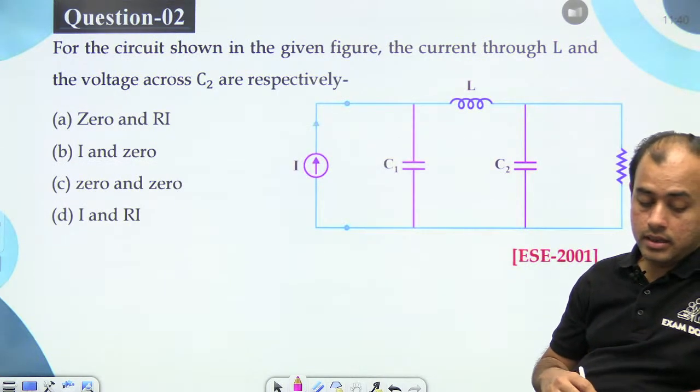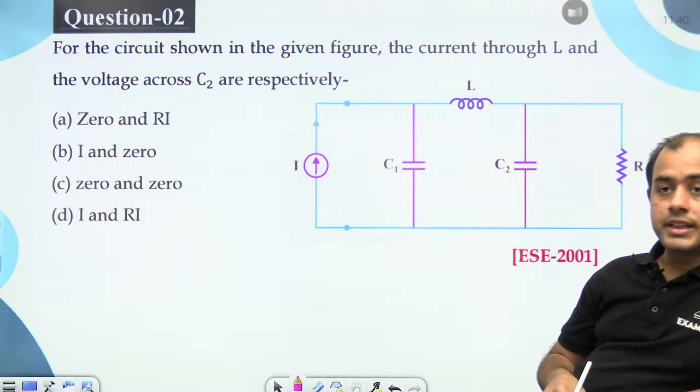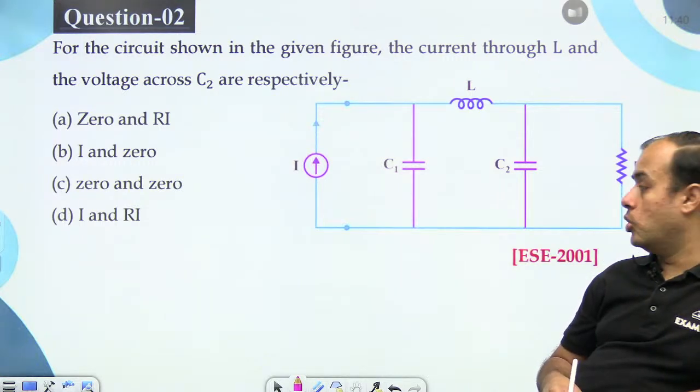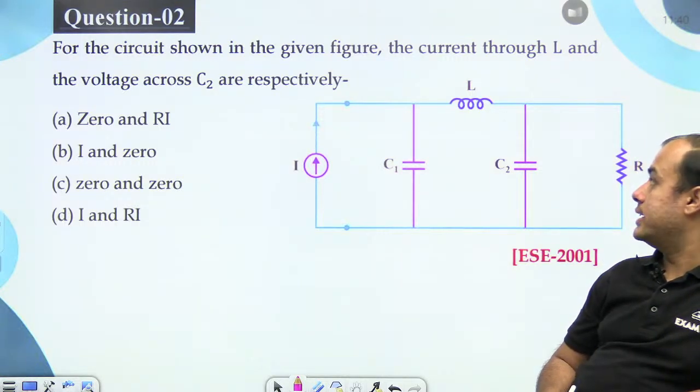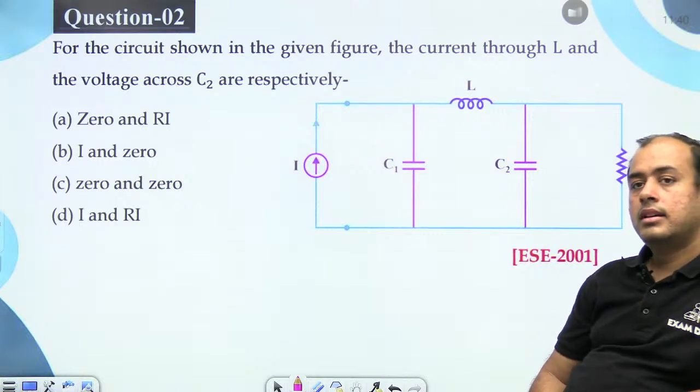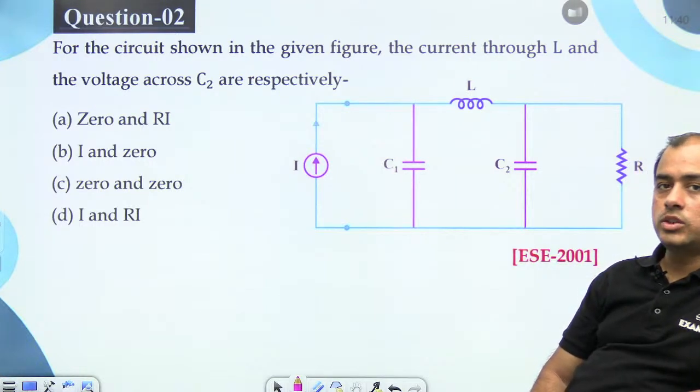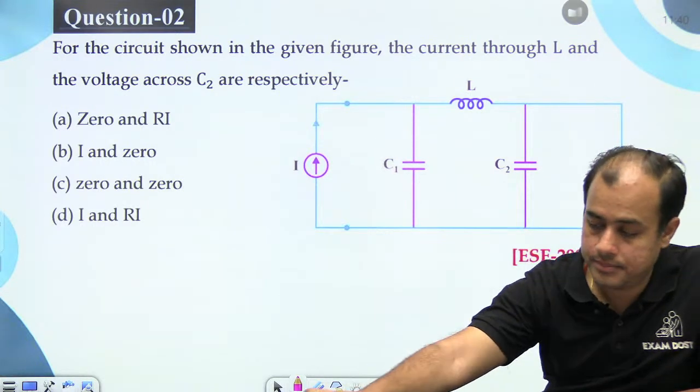Next. For the circuit shown in the figure, what is the voltage across C2 and the current flowing through the L?